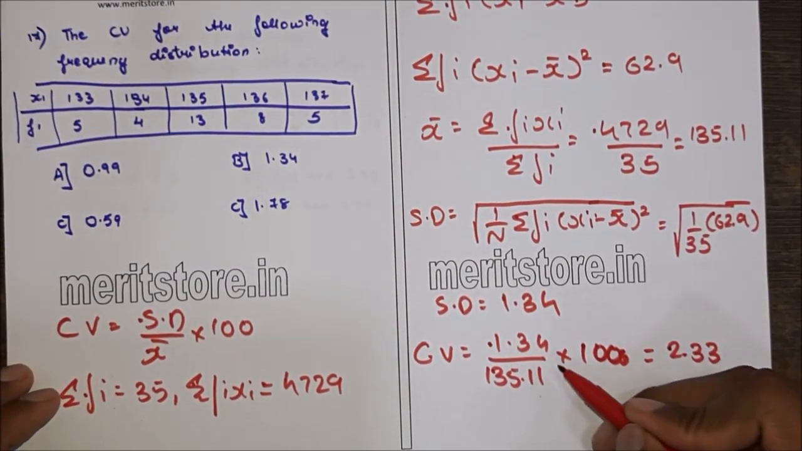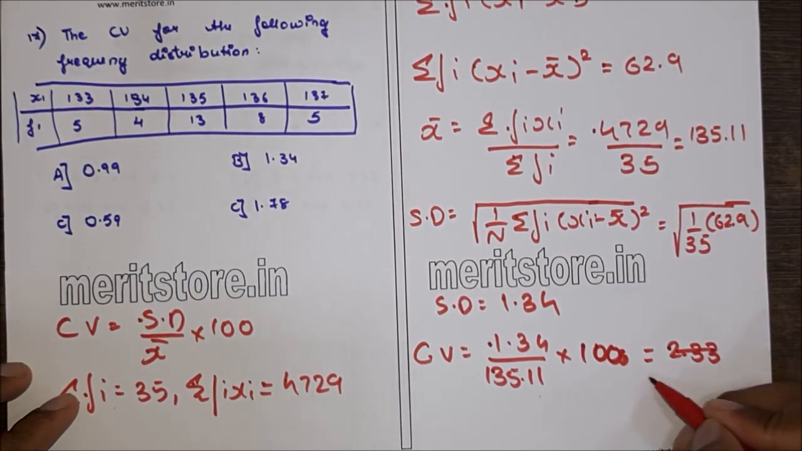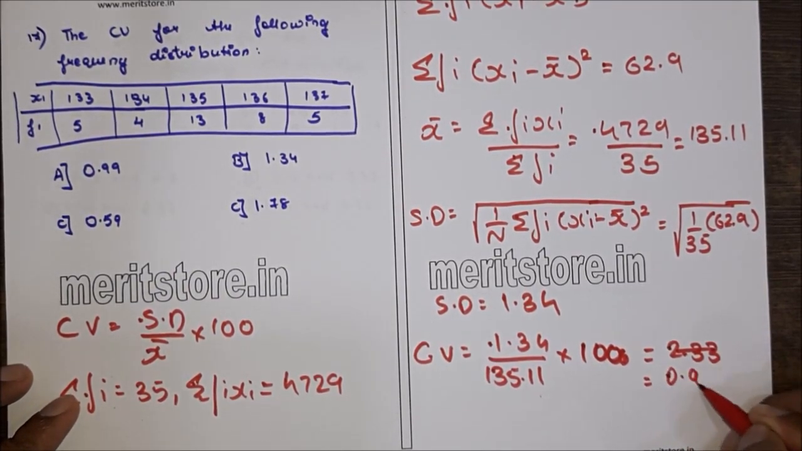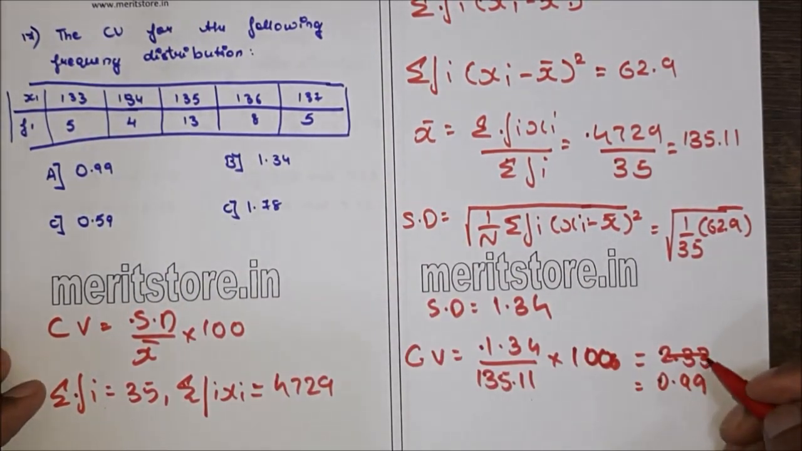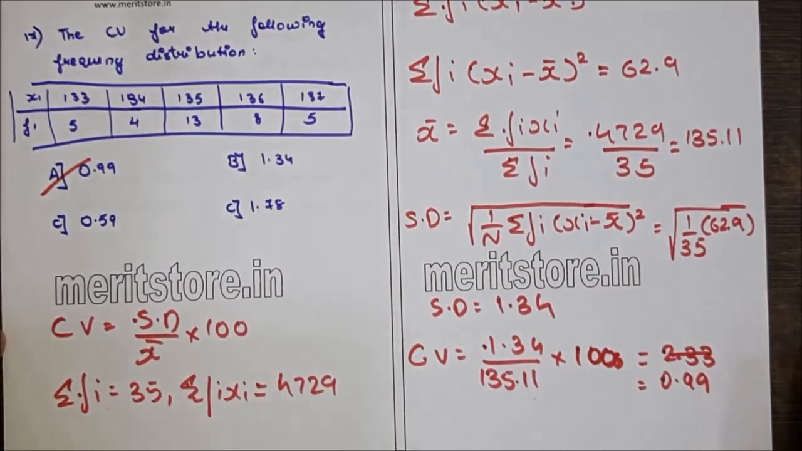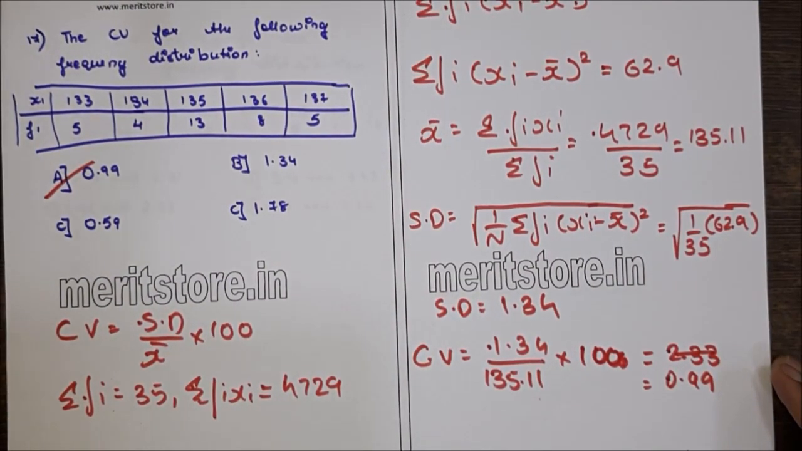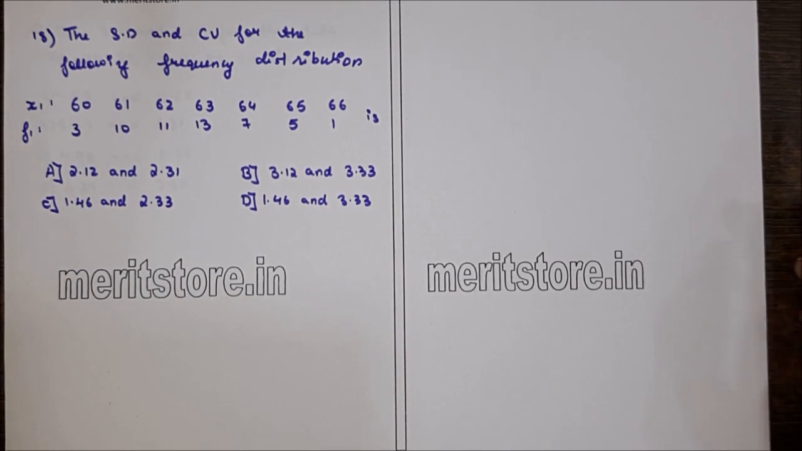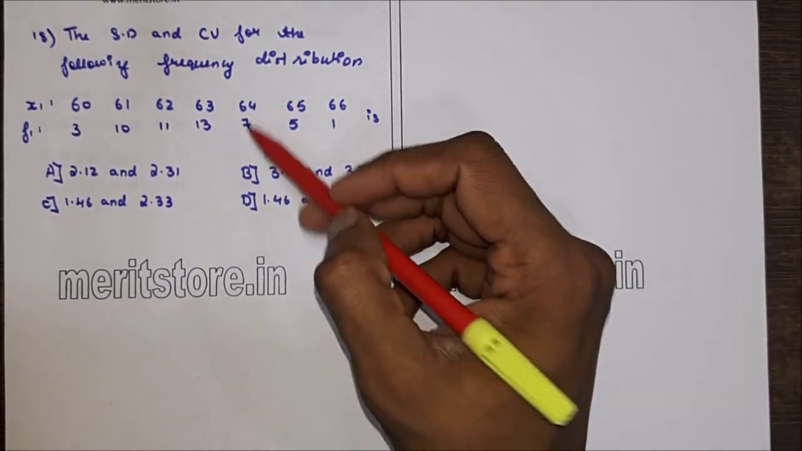Further solving this and the calculation, we get 0.99, which is our answer and matches with A. Therefore, A is the correct answer. Question 18. The standard deviation and the coefficient of variance for the following frequency distribution are given in a table.